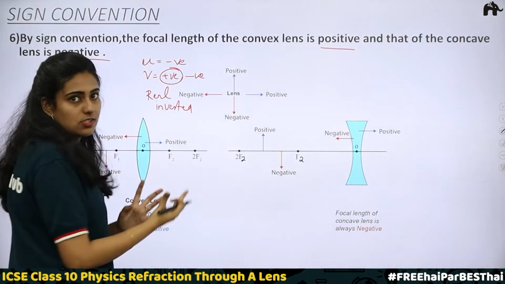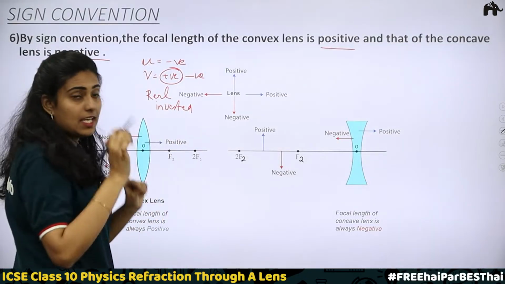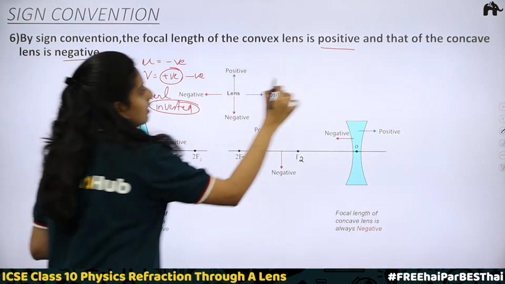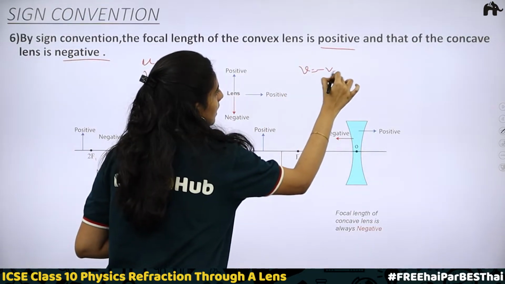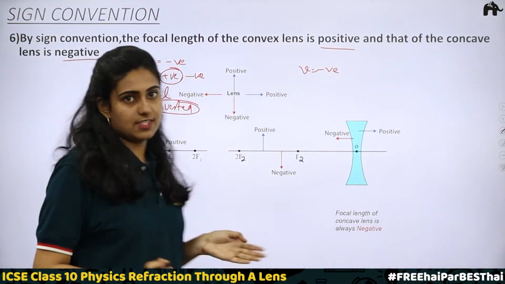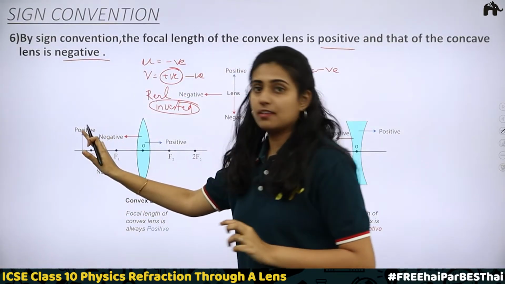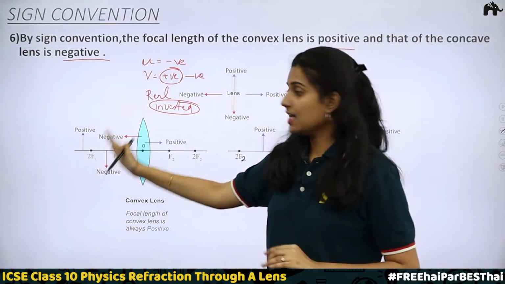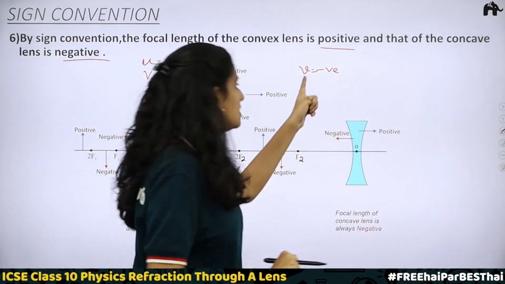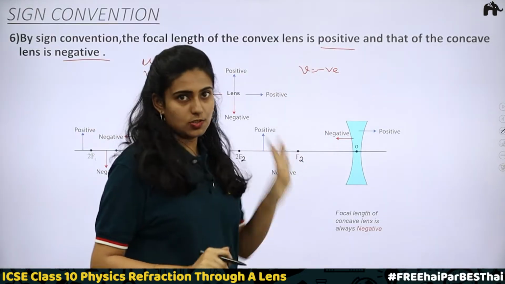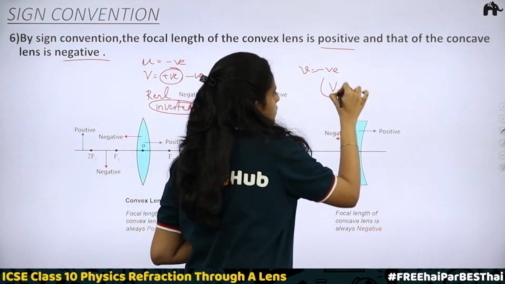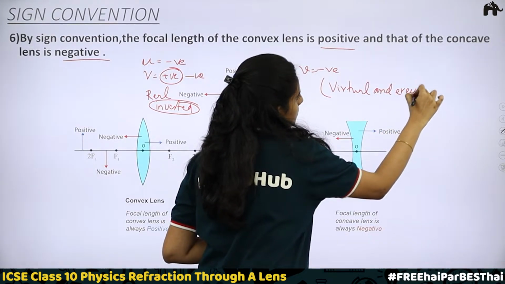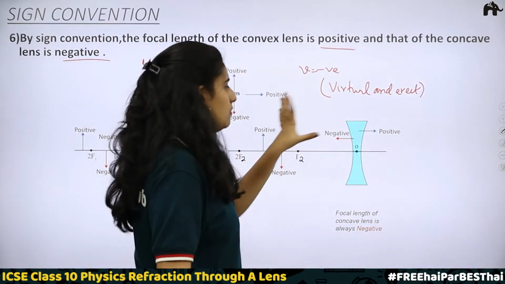On a wide screen or 2D screen, when placed, you can get the image and the image will be an inverted image. Okay. Now, if the image is formed to the left side, on the same side of the object. Okay, if the object is here and the image is also here, in that case you will be getting V is equal to negative. Image distance is equal to negative. In that case, the image formed will be virtual and erect. Okay, virtual and erect images will be formed.